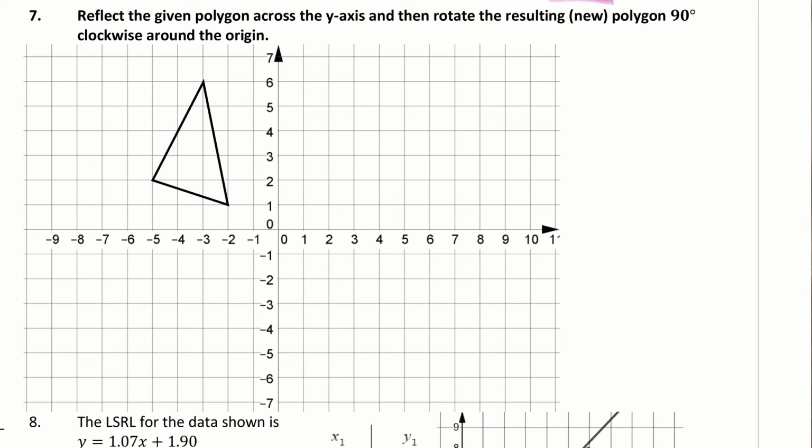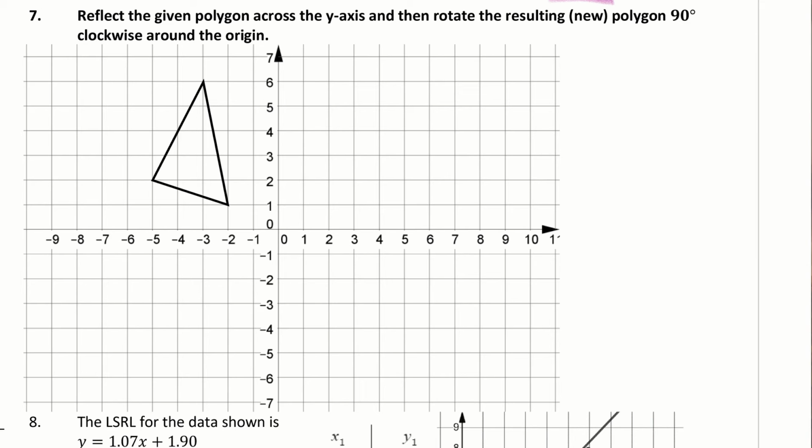Question 7. Reflect the given polygon. It's a simple little triangle. Reflect the given polygon across the y-axis and then rotate the resulting new polygon 90 degrees clockwise around the origin. Of course, the origin is just a fancy name for that point: x is 0, y is 0.